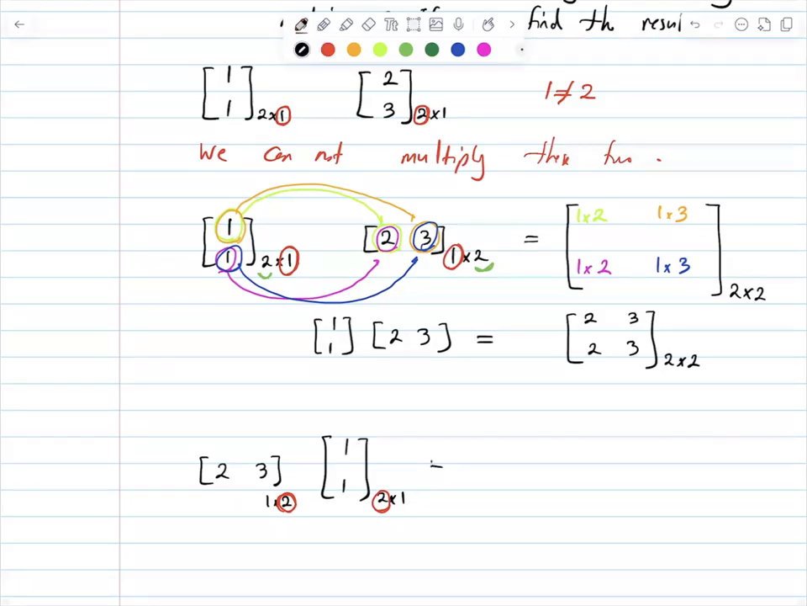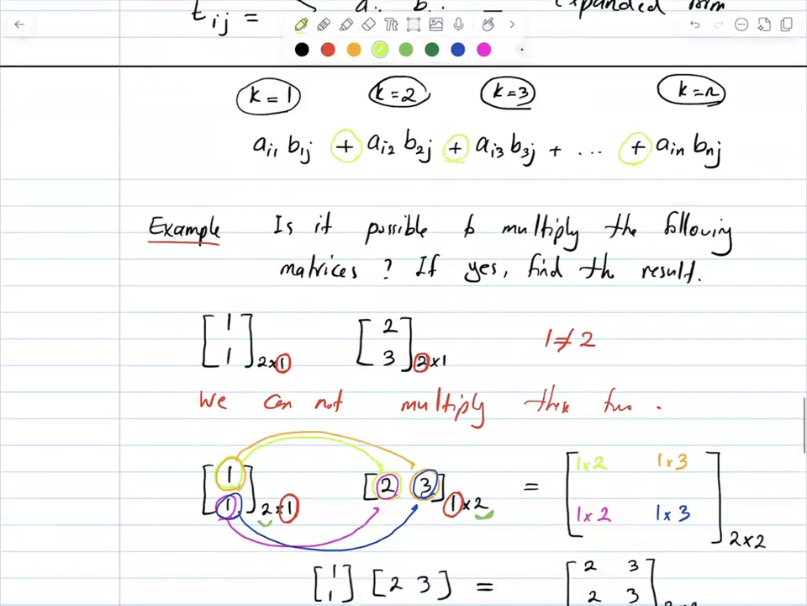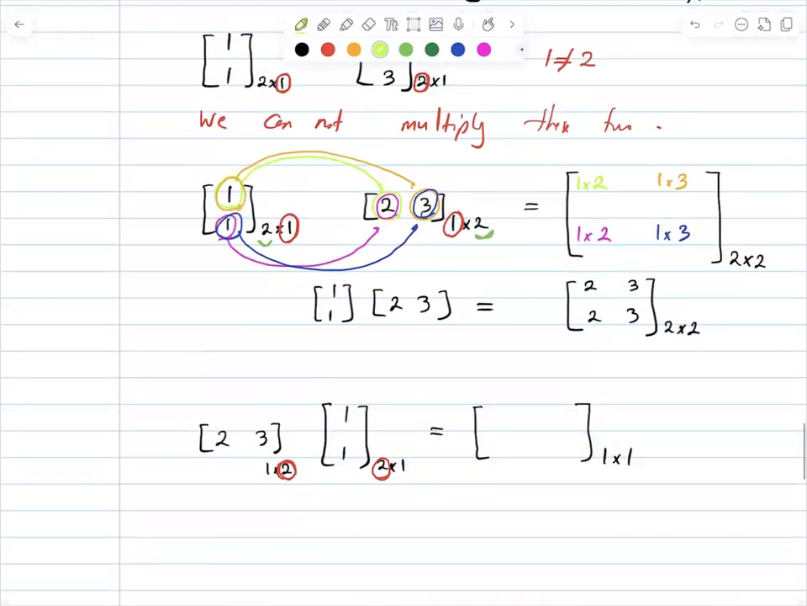The result is a 1 by 1 matrix. Okay, that got interesting. I have a 1 by 1 matrix. But what is the entry? We are following the definition of multiplication between two matrices. Pay attention to the summation notation. So what are you going to do? You're going to multiply 2 by 1, add it to the multiplication of 3 by 1.